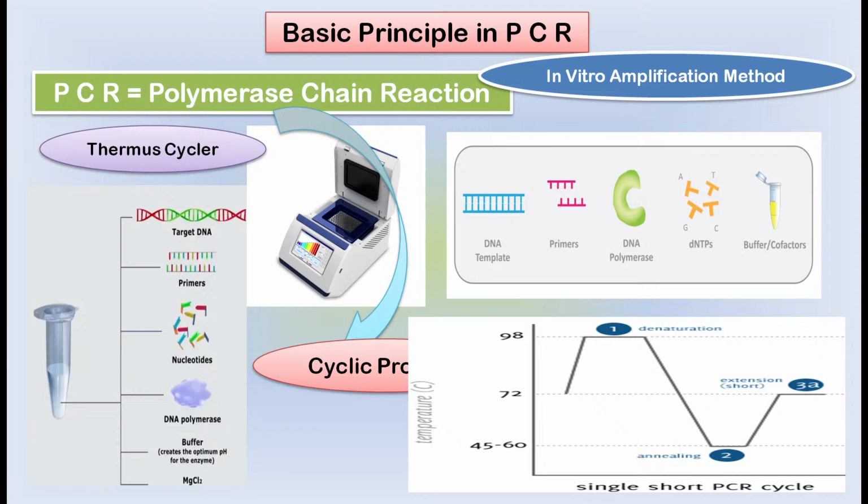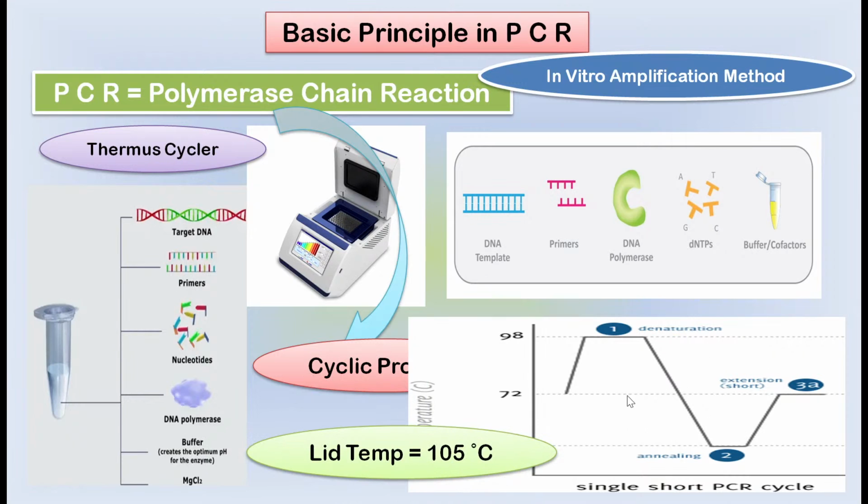For amplification, the ideal is 30 to 35 cycles per PCR, which will take 1 to 1.5 hours. And each cycle generally spans 2 to 3 minutes. The lid temperature should always be 105 degrees. For denaturation, we generally use 95 to 98 degrees centigrade. For annealing, 50 to 65 degrees centigrade. For extension, 72 degrees centigrade.